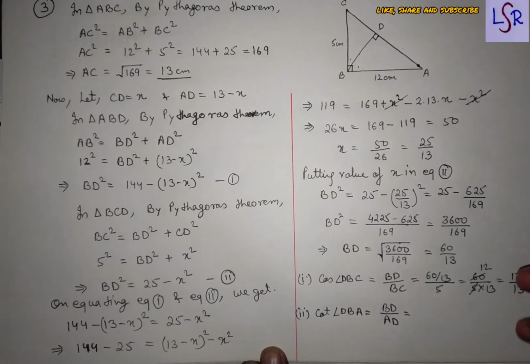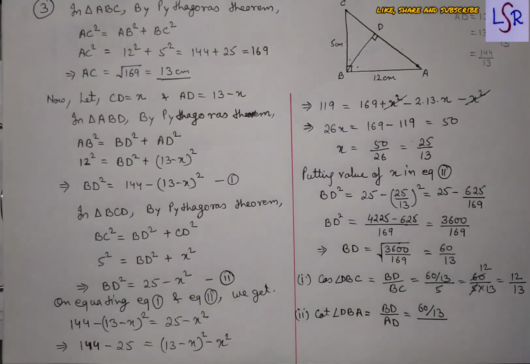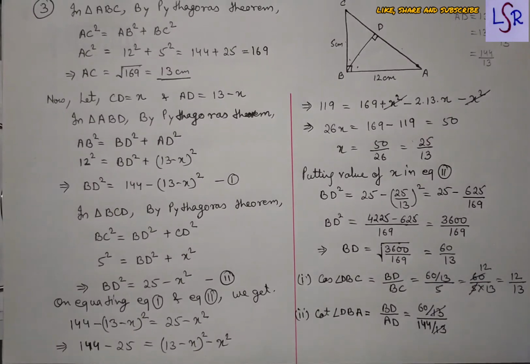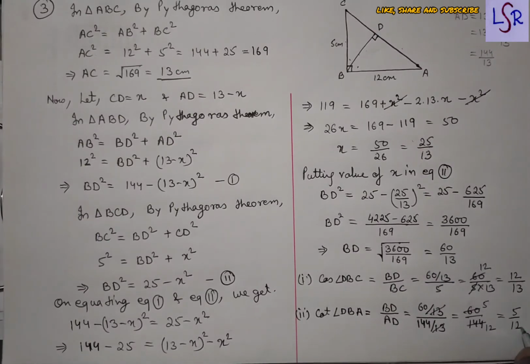Here we know the value of BD as 60 by 13 and AD we have to calculate. So let's calculate over here only. And we have got AD as 144 by 13. After placing the value, we can cancel the denominator of both the numerator and denominator. So this 13 is cancelled by this one. Now both can be divided by 12 and it will be 5 and 12. Hence 5 upon 12 is the answer.